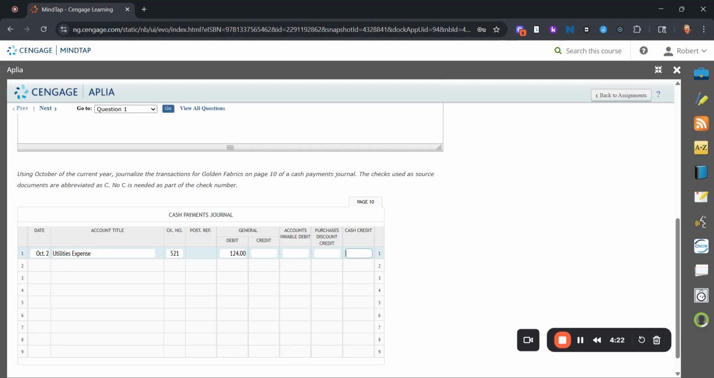So remember, cash is an asset. A decrease in an asset makes it a credit entry. So that's why we only have cash credit, because these are all for payments.